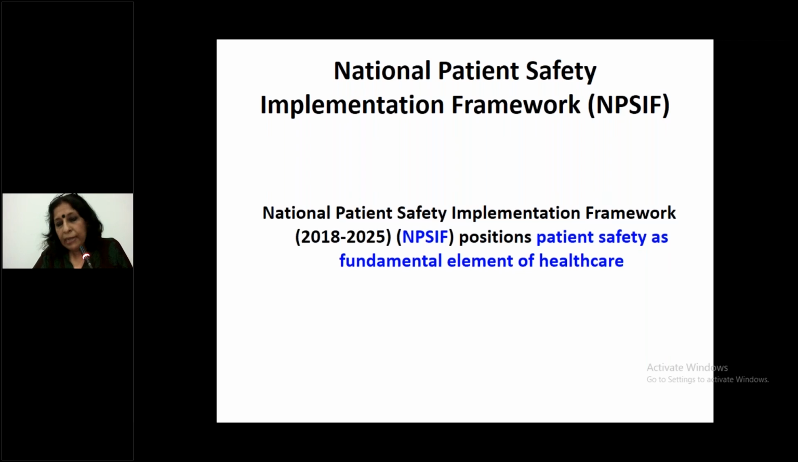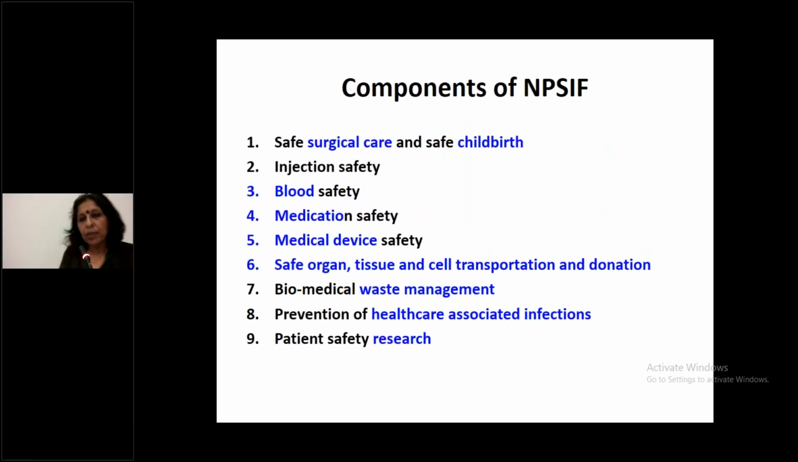In that, they have said that patient safety is the fundamental element of healthcare. All patients are entitled to this. Like I said, to err is human, but to prevent those errors is very, very important. So the components of NPSIF are safe surgical care, safe childbirth, injection safety, blood safety, medication safety, which we just talked about, medical device safety, all important in today's time, safe organ, tissue, and cell transplantation and donation, biomedical waste management, prevention of healthcare associated infections, and research into patient safety, like how can we make patient safety better and better.